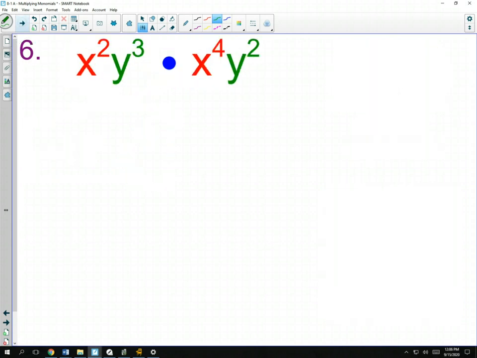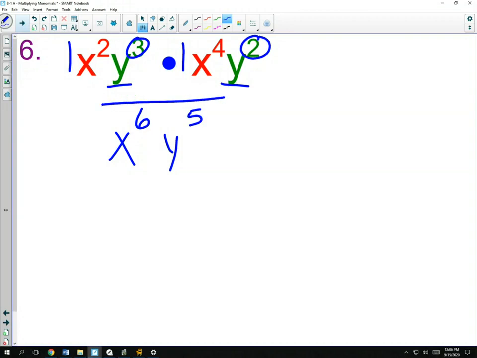Let's try another one. This one kind of has a coefficient of 1x squared y to the 3rd times 1x to the 4th y to the 2nd. Well, 1 times 1, when you multiply the coefficients, is still just the number 1. So we don't even have to write that. X squared and x to the 4th, you would add exponents with the common bases of x, and you would get x to the 6th. Here is a y base and a y base. You would add exponents when you multiply with common bases. So 3 plus 2 is y raised to the 5th power. X to the 6th, y to the 5th.